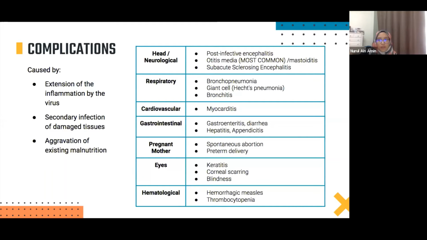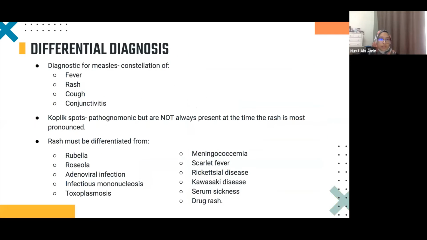Okay. Next is the differential diagnosis. What is diagnostic for measles is the constellation of fever, rash, cough, and also conjunctivitis. Even if the Koplik spots are pathognomonic, which is very characteristic of measles, they are not always present at the time the rash is most pronounced.